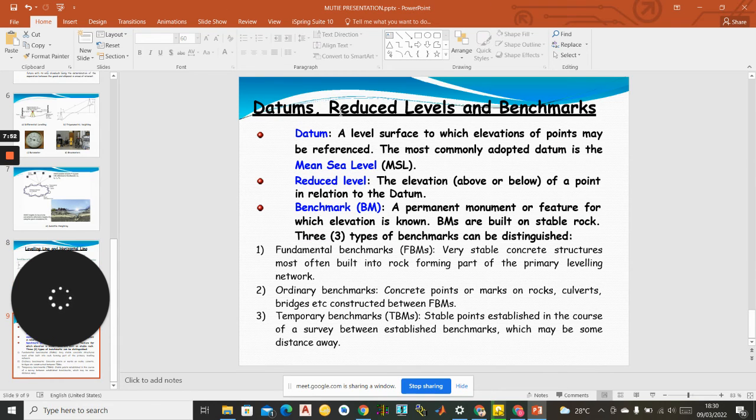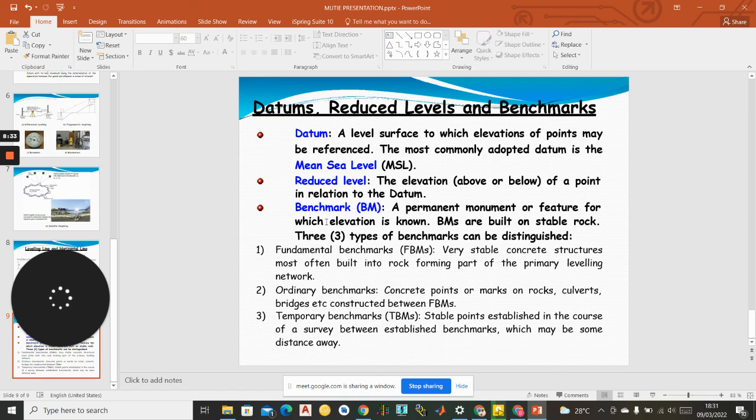Now let's look at what are datums and what is reduced levels and benchmarks. So in our case, as we have said about heighting methods, we'll be doing trigonometric leveling, we have differential leveling. So as you can see, the datums and reduced level and benchmark. So what is a datum? A datum is a level surface to which elevation of points may be referenced. The most commonly adopted datum is the mean sea level. And we have reduced level, the elevation above or below of a point in relation to the datum. So reduced level is very common, and we find it up there.